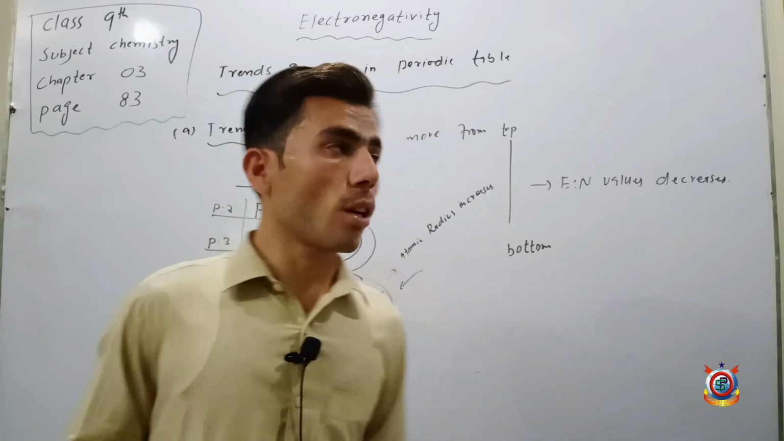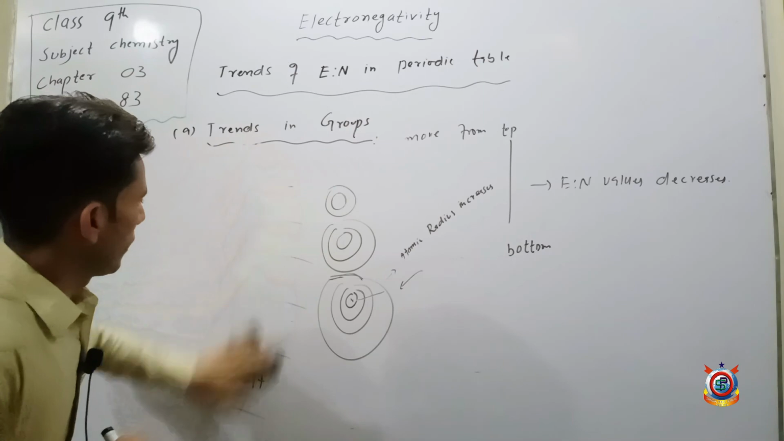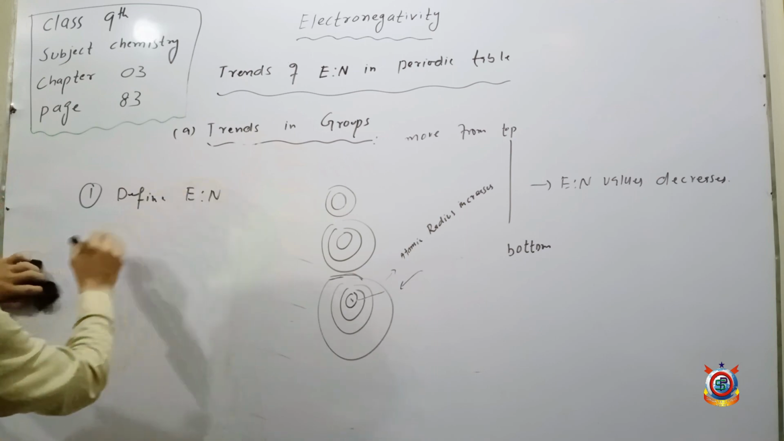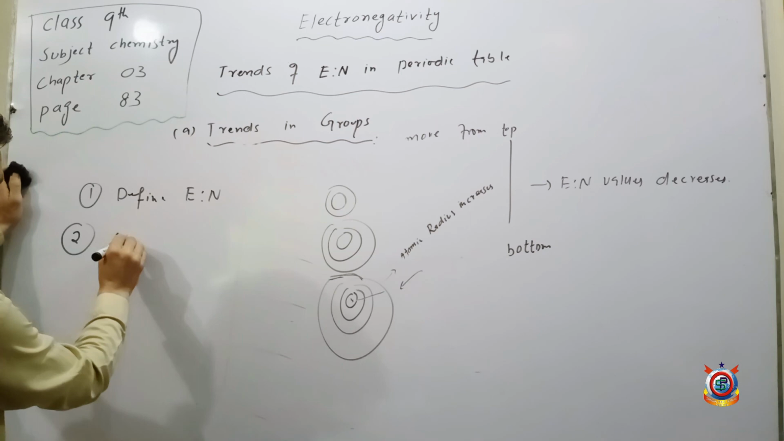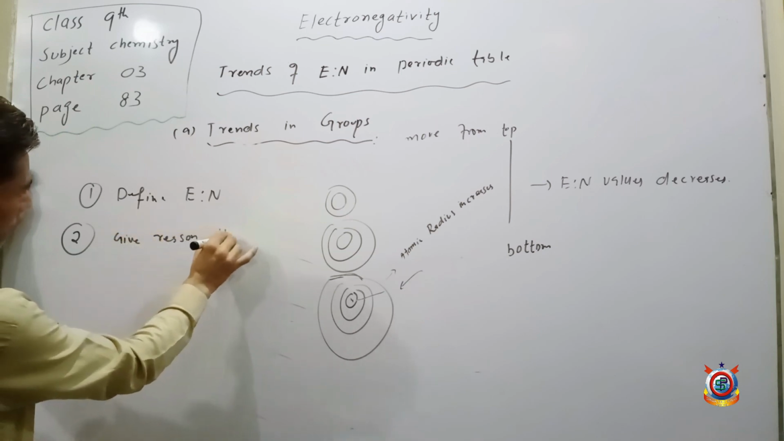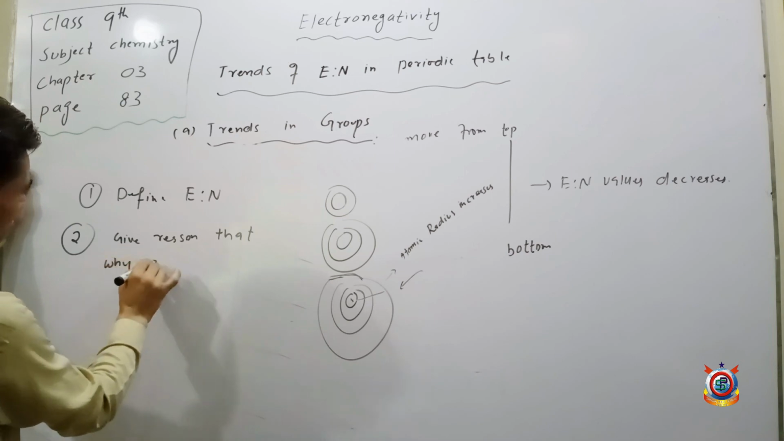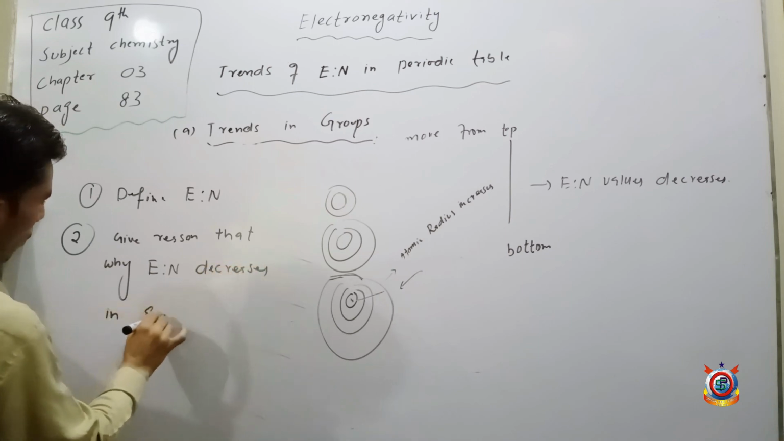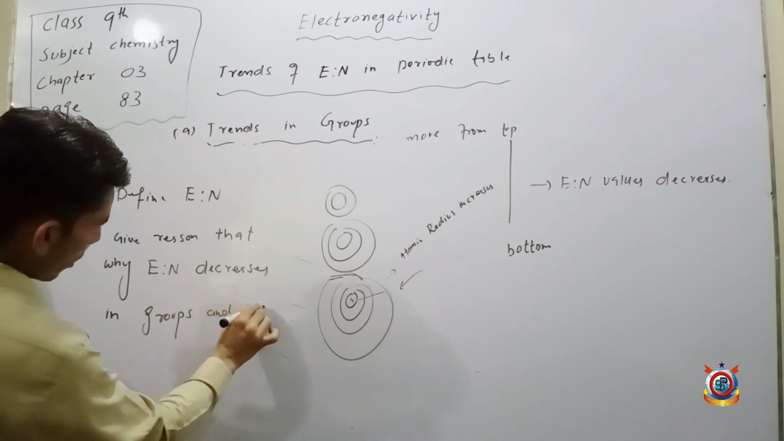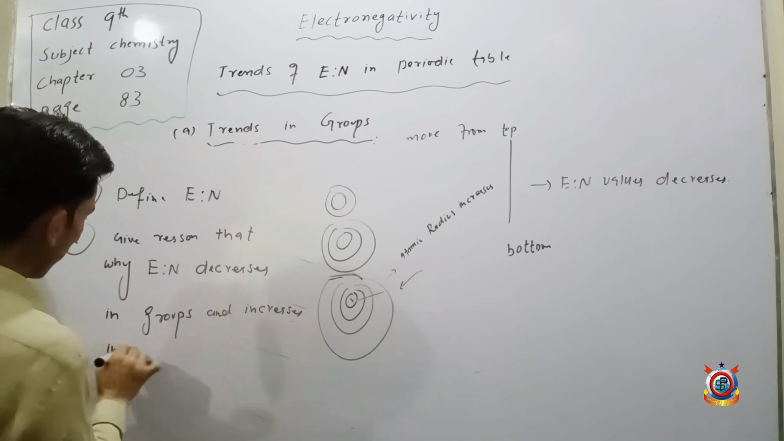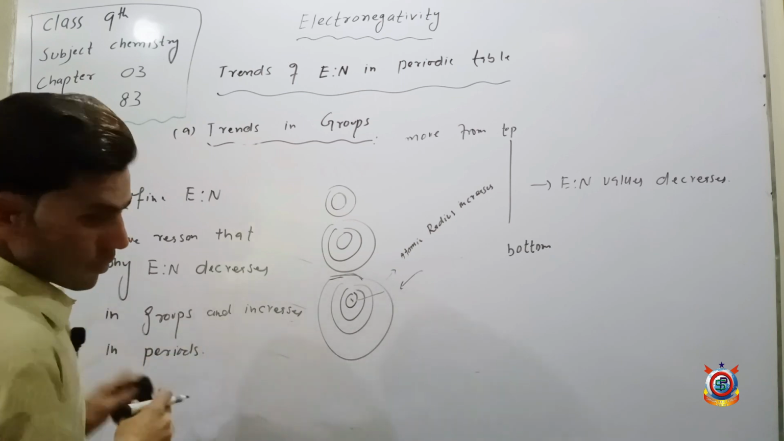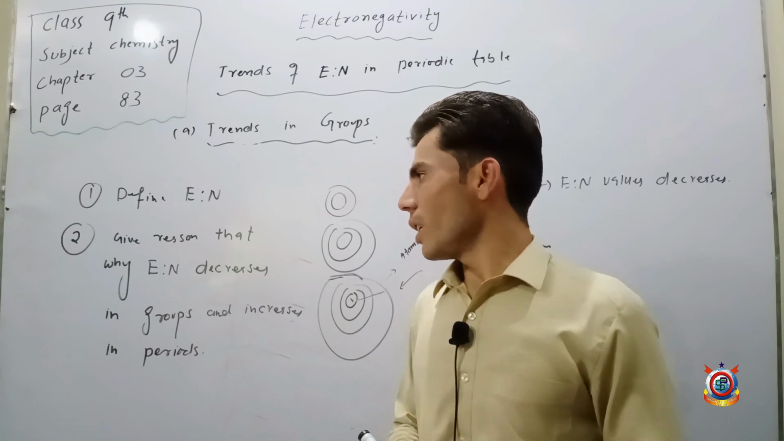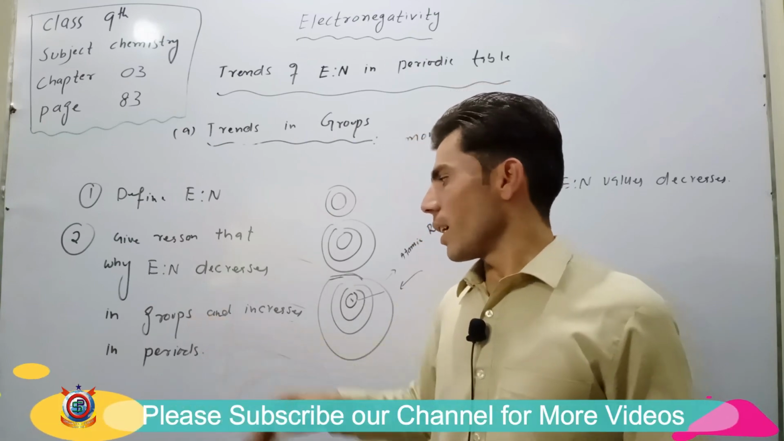So okay students, it is enough. Now note your homework. Question number 1: define electronegativity. Second, give the reason why electronegativity decreases in groups and increases in periods.